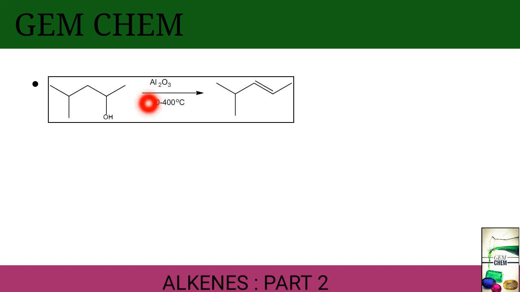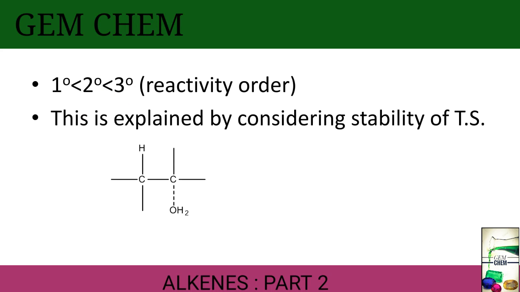Now this is an example where we have used alumina, that is Al2O3, as a Lewis acid. Now here see elimination and formation of the most substituted product. Clear? Now we should know the reactivity. 1 degree is least reactive whereas 3 degrees is most reactive. This can be explained by considering the stability of the transition state, right? Now what is the stability of the transition state? What we are trying to say, see that this one actually is our transition state.